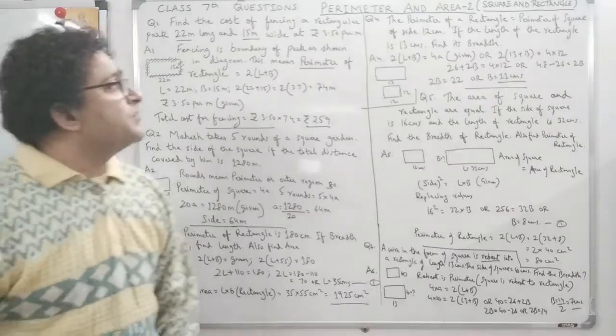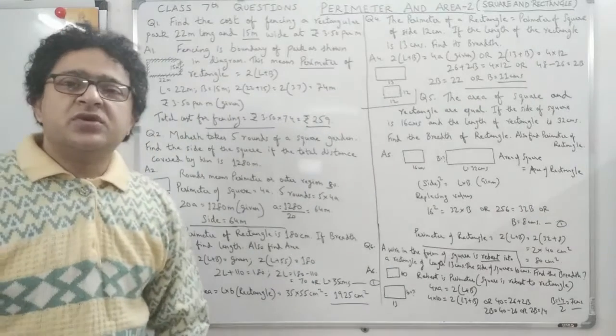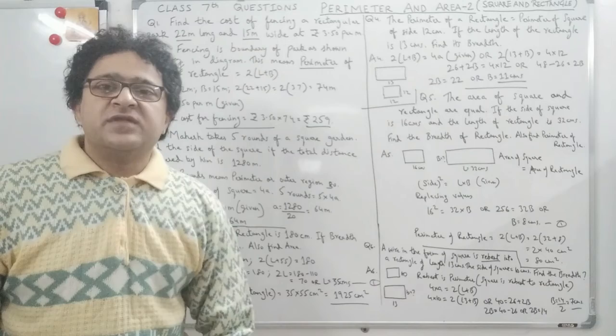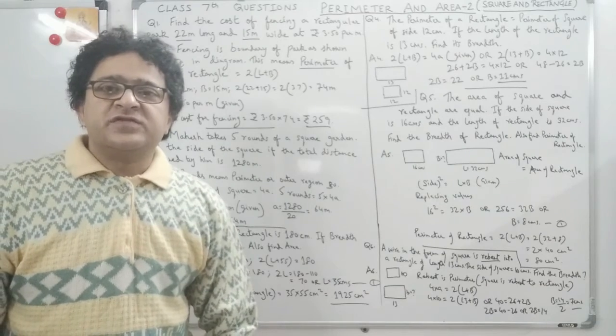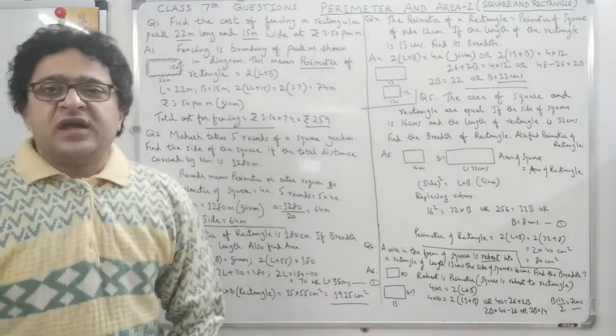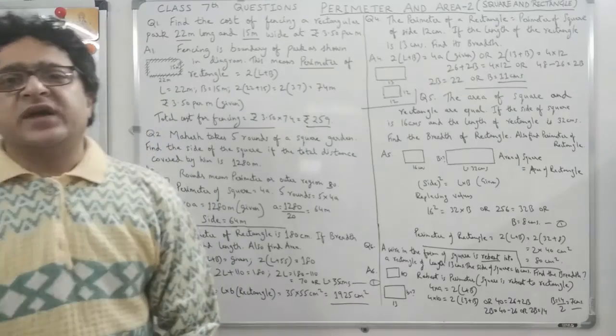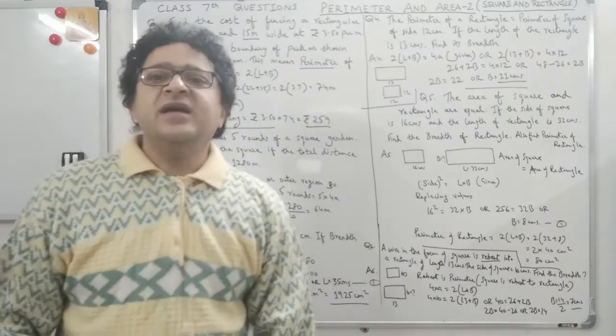So these were the questions on square and rectangle, perimeter and area. The next part of this video, which will be the third video, will discuss area of four walls, and we'll also discuss perimeter, square, triangle and parallelogram.